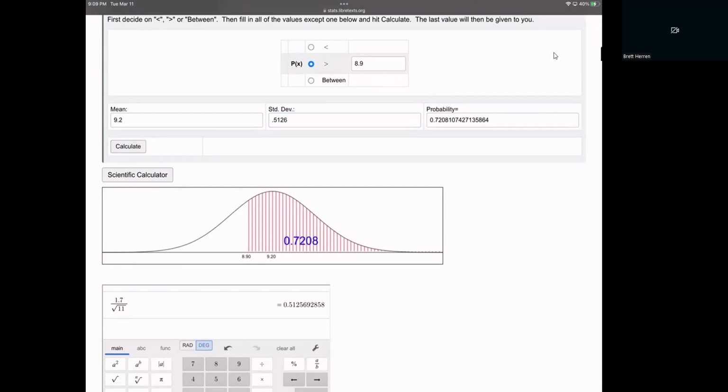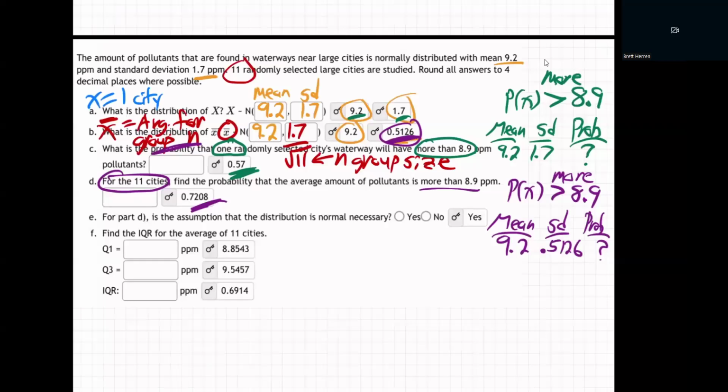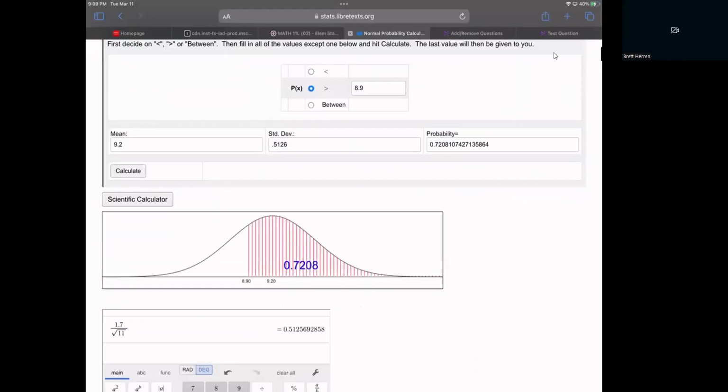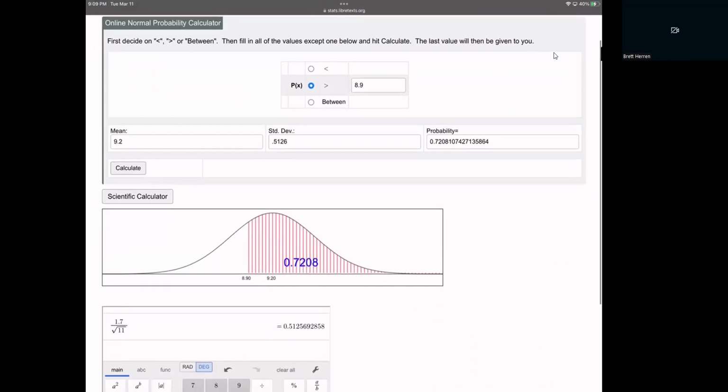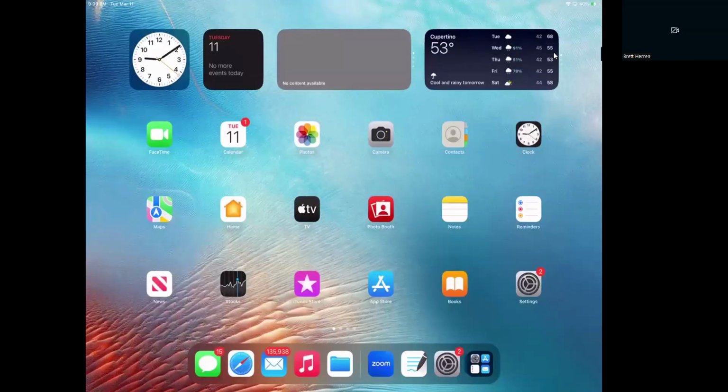It shows a nice little normal curve picture. Bell curve. 0.7208. We got it. Did you see the bell curve, how it showed it? So it's kind of nice right down here. You see that bell curve on the bottom? 0.7208 in there. Nice. Okay, back to the problem now.